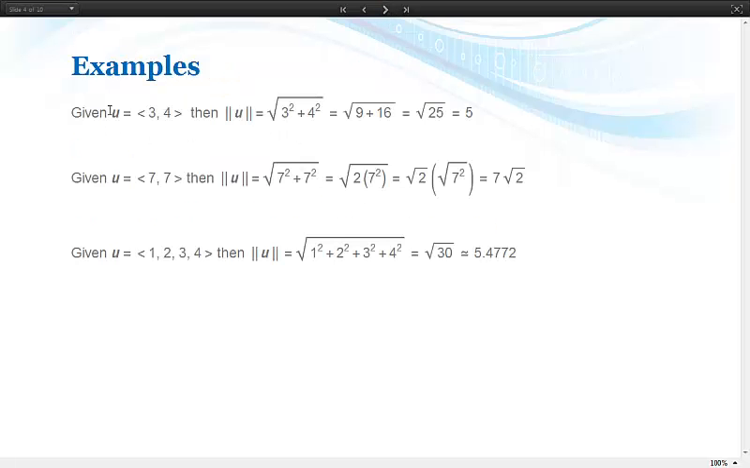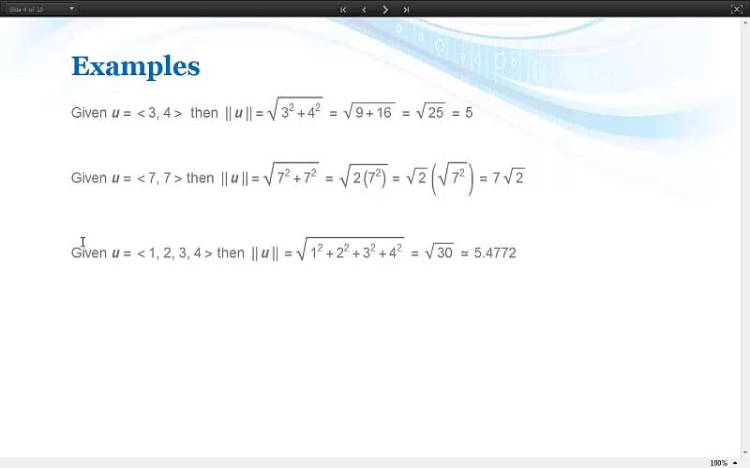So some examples. Given the vector with x coordinate 3 and y coordinate 4, the length of this vector is the square root of 3 squared plus 4 squared. Well, that's 9 plus 16, which is 25. The square root of 25 is 5, so the length of this vector is 5. Given a vector with coordinates 7, 7, the length is the square root of 7 squared plus 7 squared. That's 49 plus 49. But now we can factor out a 7 squared. And so we end up with 7 times the square root of 2 as the length of this vector.